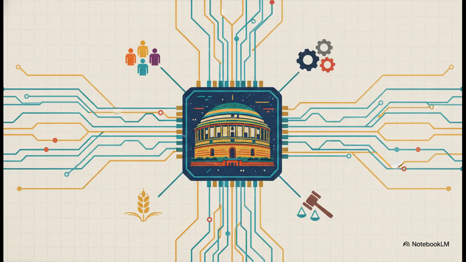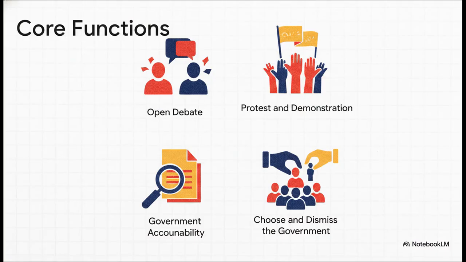And this, right here, is the key takeaway. You can almost think of Parliament as the central processing unit, the CPU, for our entire democratic system. It's that central hub where all the nation's business gets debated, scrutinized, and, at the end of the day, decided. Now, this is where it gets really interesting, how all these functions actually come to life.